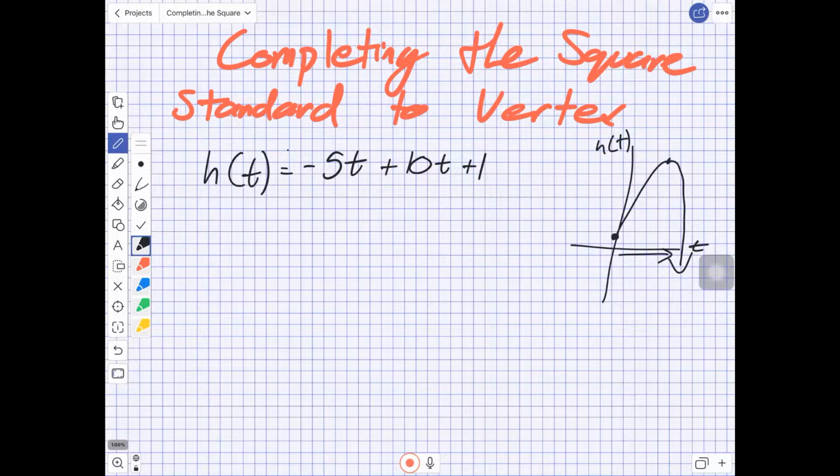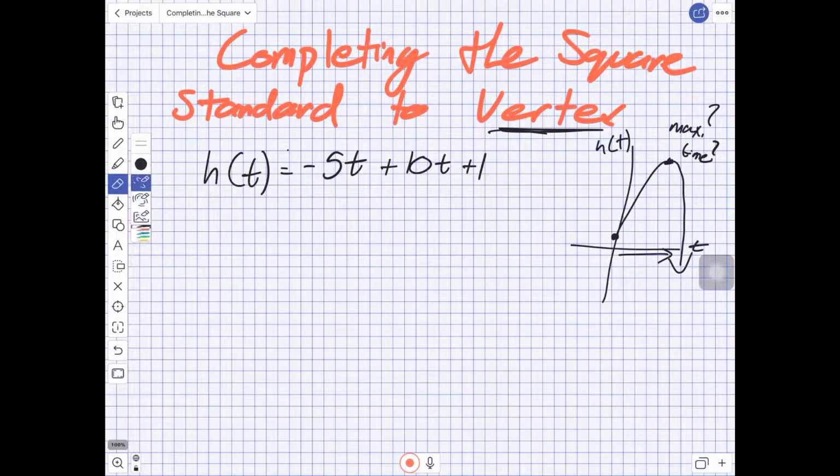Okay, so maybe they're asking what is the max? Probably what the question asked is, what's the max? And to find the max, well, we're looking for the vertex then. The vertex is really, really important. They might ask, what's the max and what's the time, or how long does it take to get to your max? So we're going to go through a process called completing the square.